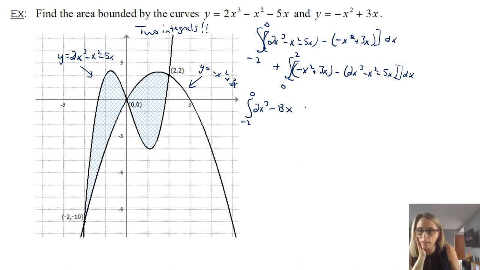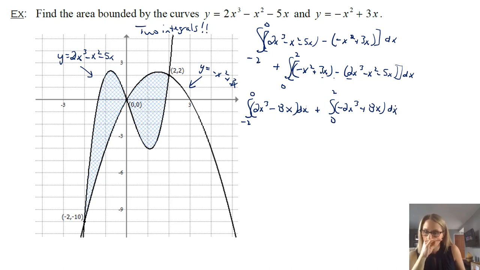Okay. Then I have, don't forget, I gotta write my correct notation. Then we'll have from 0 to 2. So in this case, I have a negative 2x cubed. Then I have a negative x squared minus a negative x squared. Well, that's gone. Then we'll have a 3x minus a negative 5x. So notice the difference between the two integrals. Very, very similar.